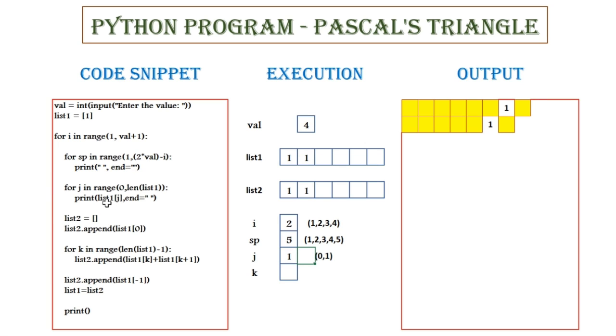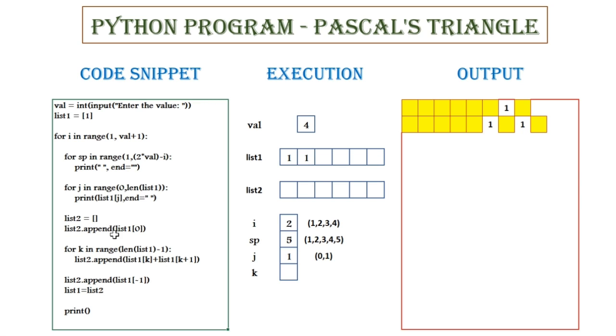So I'm going to print list 1 of 1. List 1 of 1 is again 1. So I'm going to print 1 here, followed by a blank space. Next, I'm making list 2 to be blank.